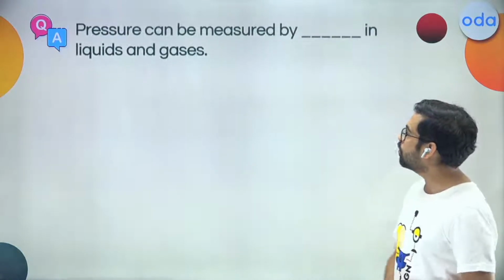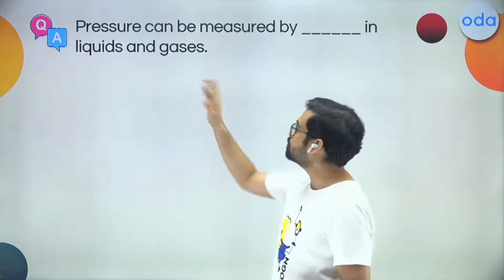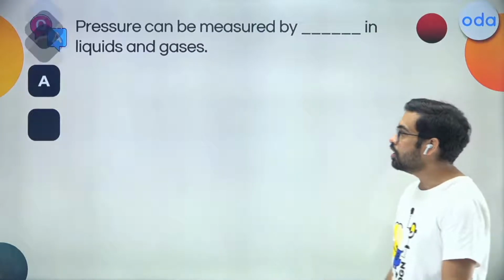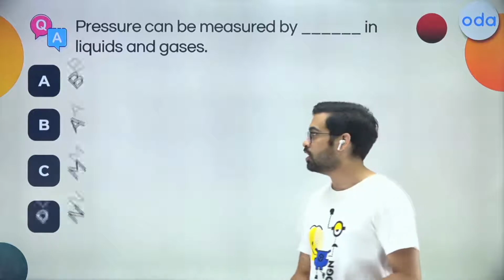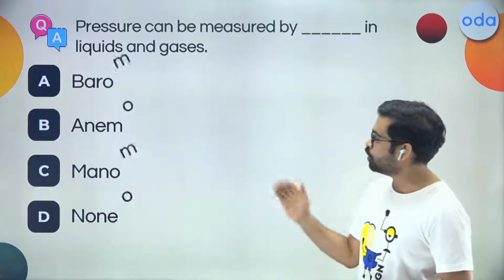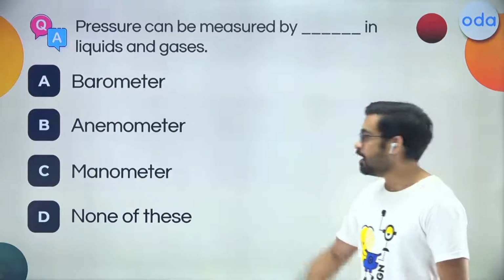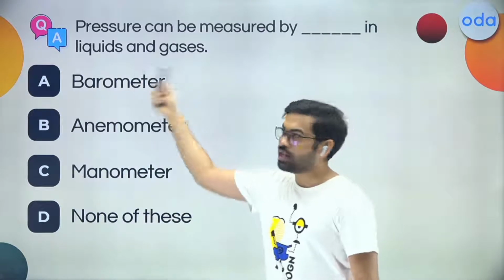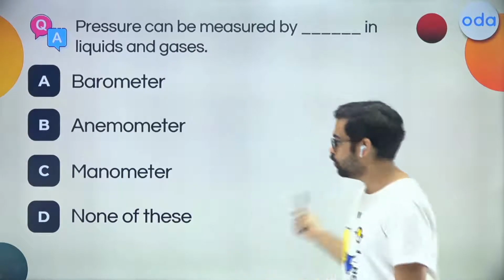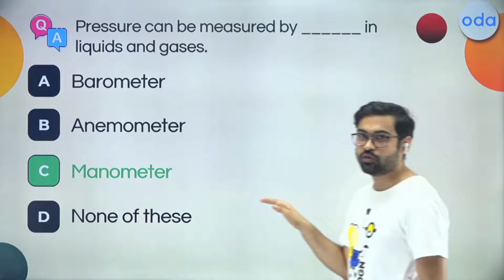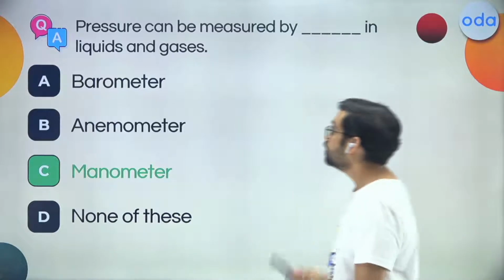Let us have another question. It's a very simple question that says: pressure can be measured by what in liquids and gases? Again, the options are dropping in. I hope that by now you would have already known the one that starts with M over here, because we see liquids and gases, we're going to talk about fluids. We said fluids is manometer. So obviously option C becomes correct.